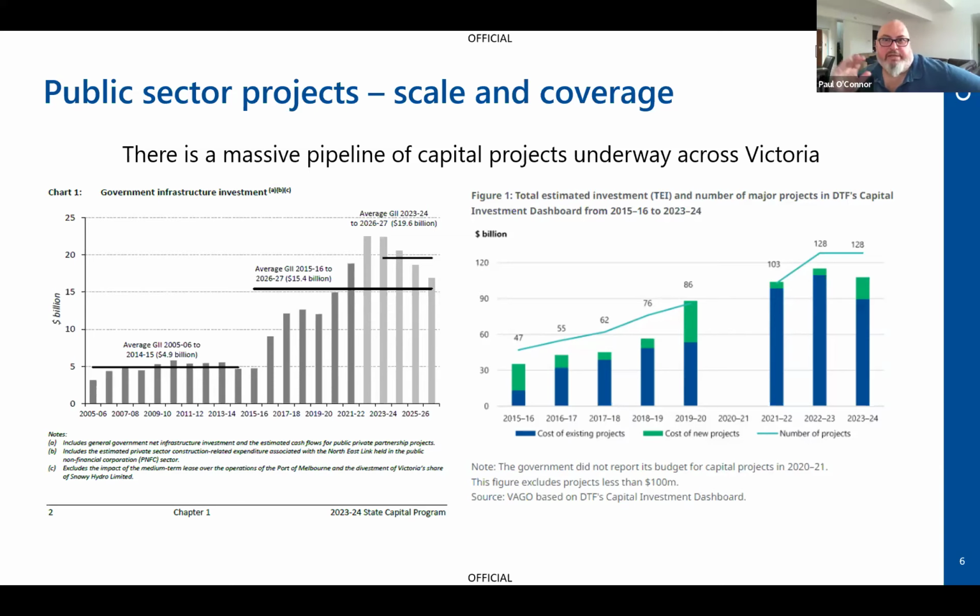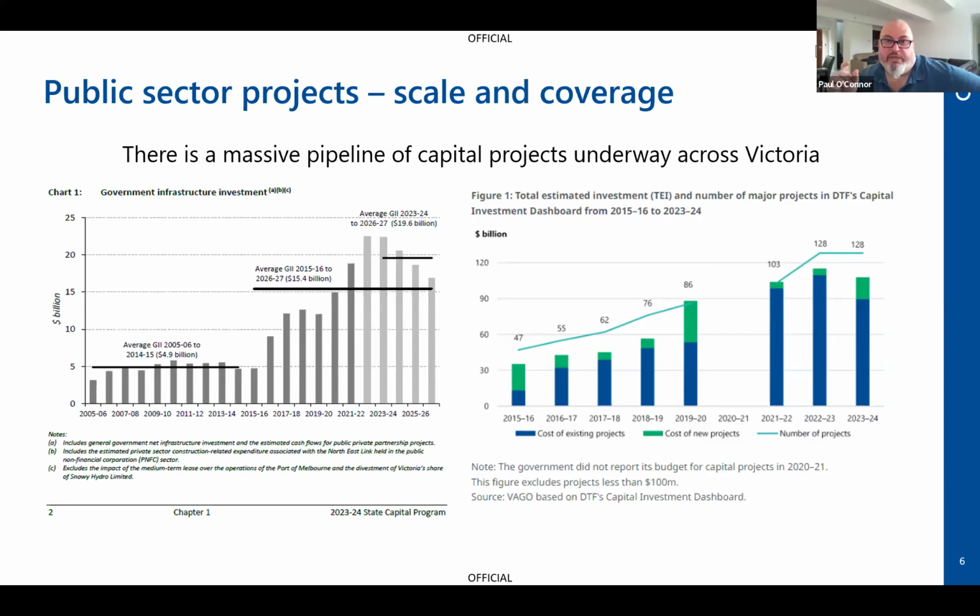But the size is about the same. So what we tend to see is there's about 128 major projects, 130. There's a lot of expenditure in programs of work, which are maintenance programs. They can be over 100 million. The water authorities spend a lot of money on ongoing maintenance and renewals.